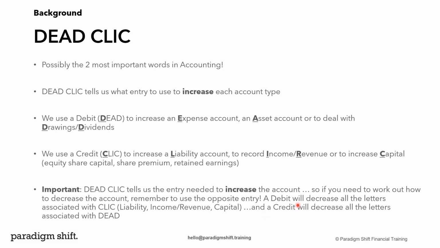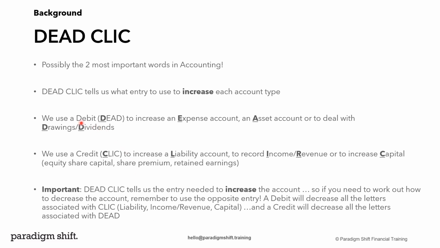So then a debit will decrease all the letters associated with CLIC because that's on the other side. So if we need to decrease a liability or income or revenue or capital, then we can use a debit entry to decrease it because CLIC tells us we use a credit entry to increase those, but we're going the other way when we're trying to decrease the account.